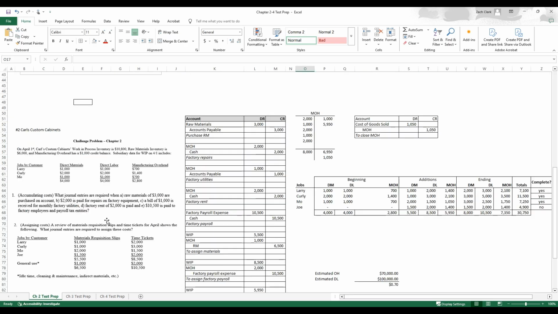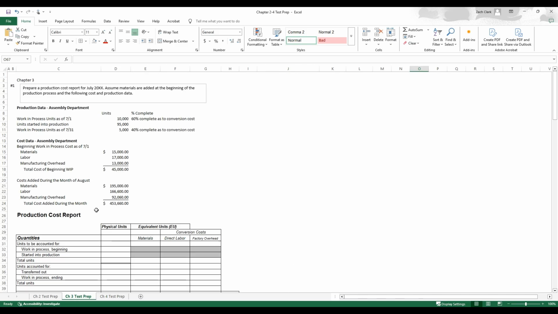So remember, back in our job costing, we had costs by specific job and we aggregated those costs. But here in chapter 3 we're going to be doing costing by process, or you can think of it as process cost per department, essentially. Steps of the process, steps of the production cycle, etc.